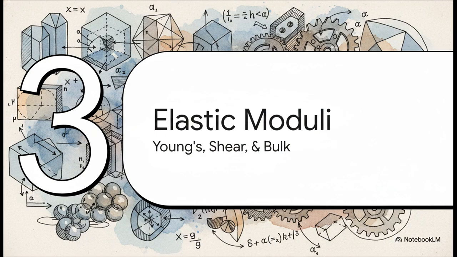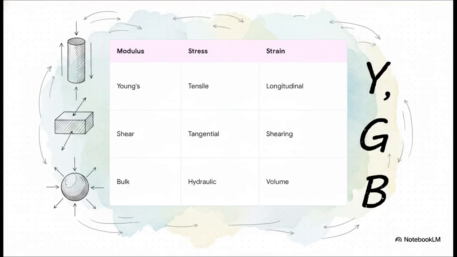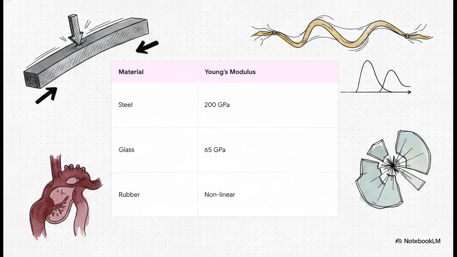Okay, time for some math. Section 3. Young's, shear, and bulk moduli. Consider this your ultimate exam cheat sheet for matching deformations with their specific moduli. If you're dealing with pulling or pushing, changing the length of a cylinder, you use Young's modulus, denoted by Y. If you've got tangential forces causing a shape to skew or shear, you use the shear modulus, denoted by G. And if an object is dunked under hydraulic pressure, shrinking in volume from all sides, you use the bulk modulus, denoted by B.